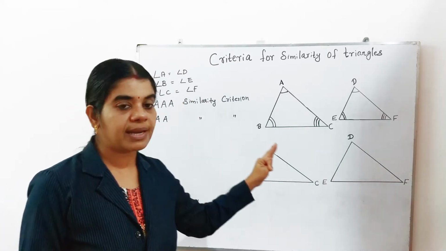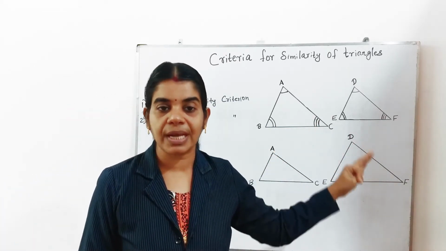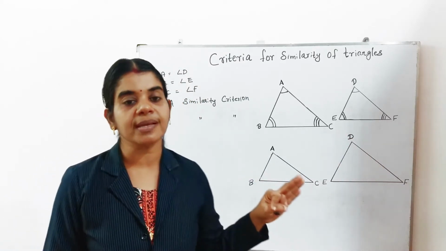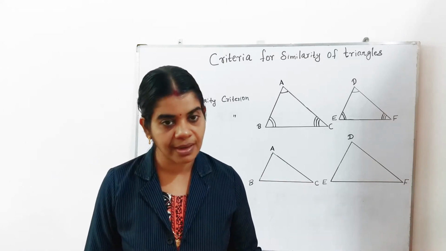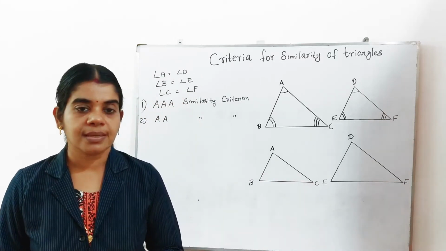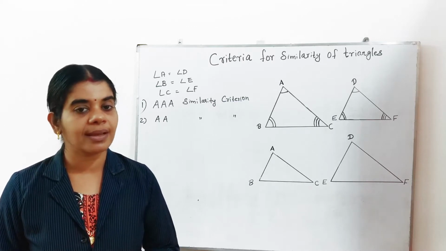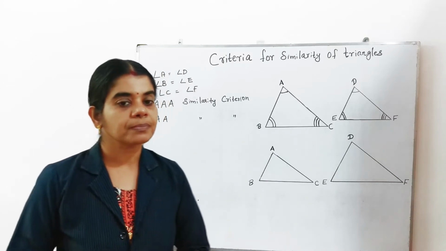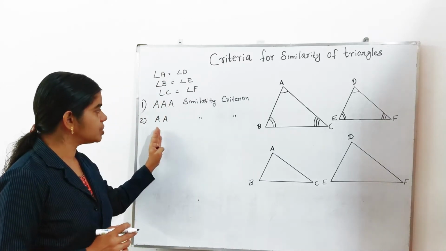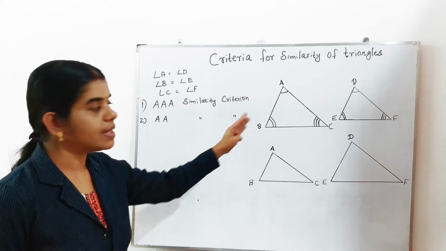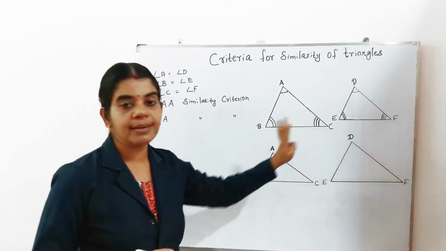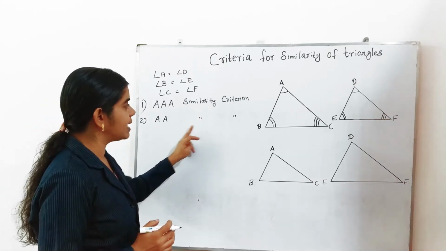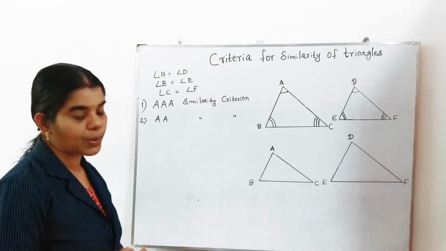If three angles of a triangle are equal to three angles of another triangle, then the sides ratio will be proportional and the two triangles will be similar; that is the AAA similarity rule. If two angles are equal, automatically the third angles will also be equal because the sum of the three angles is 180 degrees. So if two angles of a triangle are equal to two angles of another triangle, then the two triangles will be similar. That is known as the AA similarity criterion.